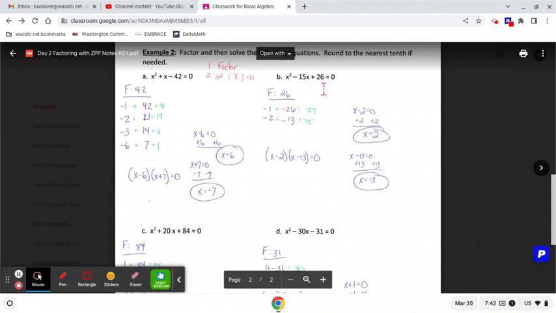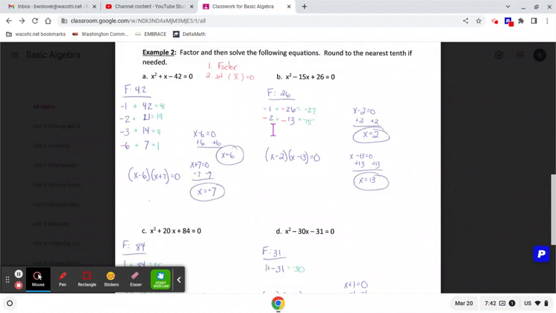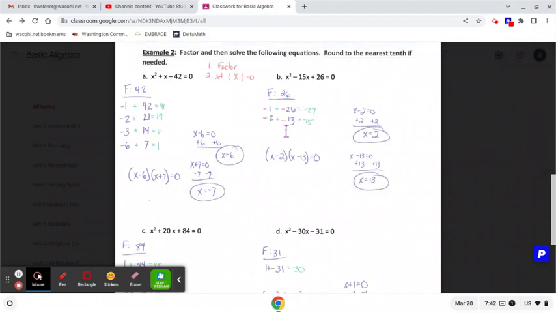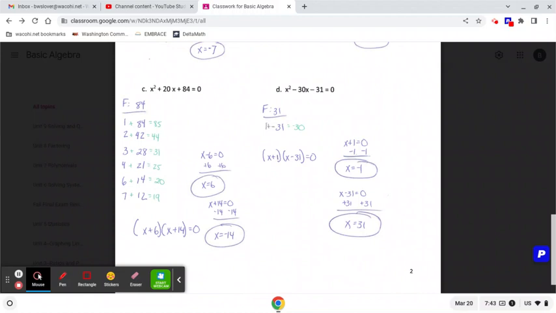So letter B, I factor. All right, list the factors of 26. My signs are negative, positive, so that means everything is negative, and I see which ones add to give me that middle term, that linear term, which is negative 15. I write those answers. So negative 2 and negative 13 are the factors that work. I write it in my sets of parentheses, x minus 2 and x minus 13. And because I'm solving, it equals 0. I set each factor equal to 0 and solve. Letter C and D are the same concept, just using different numbers.